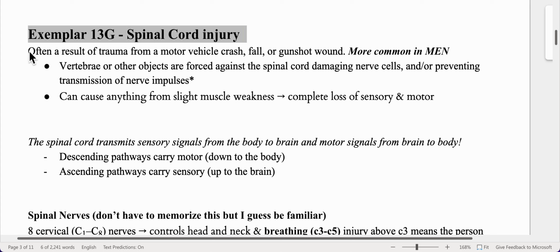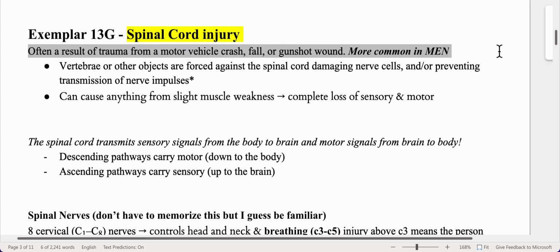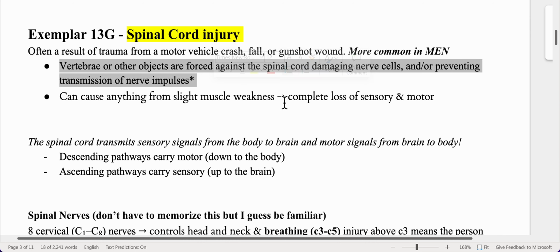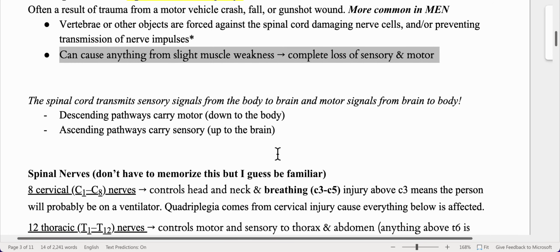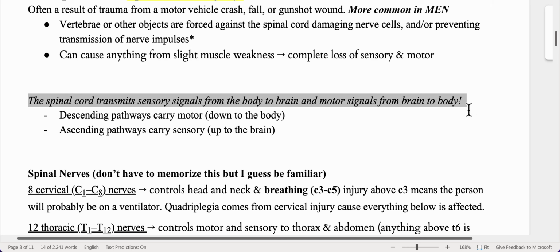Exemplar: spinal cord injury. Often a result of trauma from a motor vehicle crash, fall, or gunshot wound. More common in men. Vertebrae or other objects are forced against the spinal cord, damaging nerve cells and/or preventing transmission of nerve impulses. It can cause anything from slight muscle weakness to complete loss of sensory and motor function.